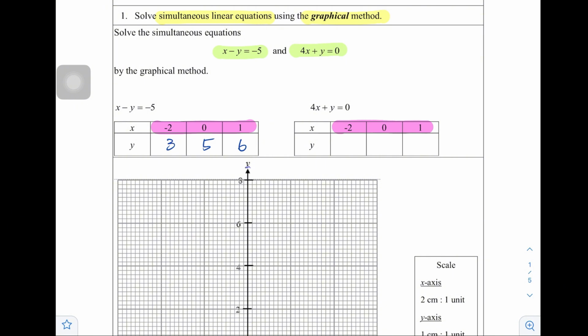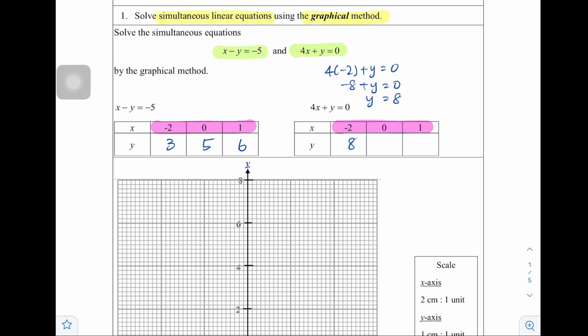The next equation we have x to be equal to -2. So I have 4 times -2 plus y equals 0. So -8 plus y equals 0. So y must be 8.